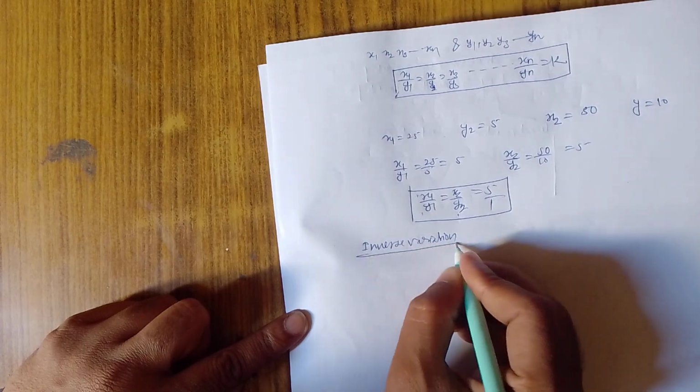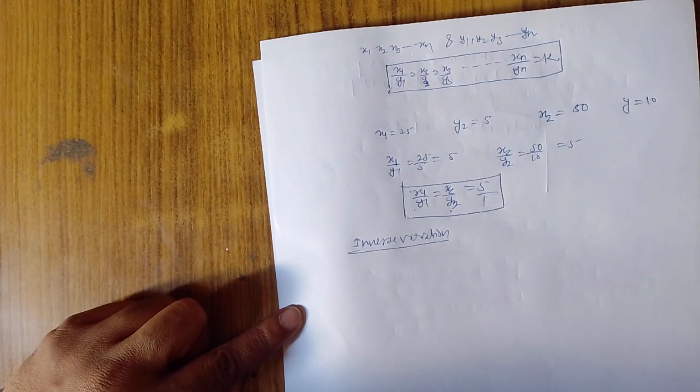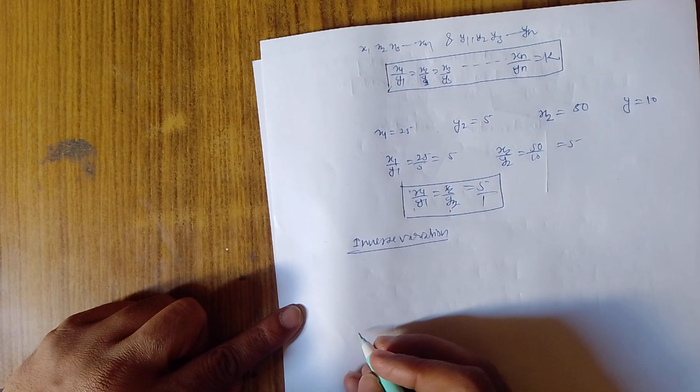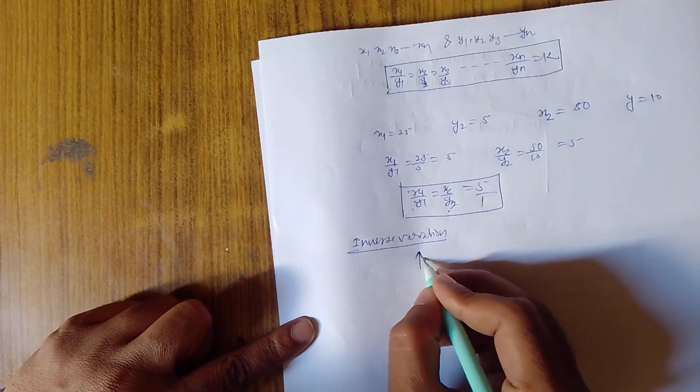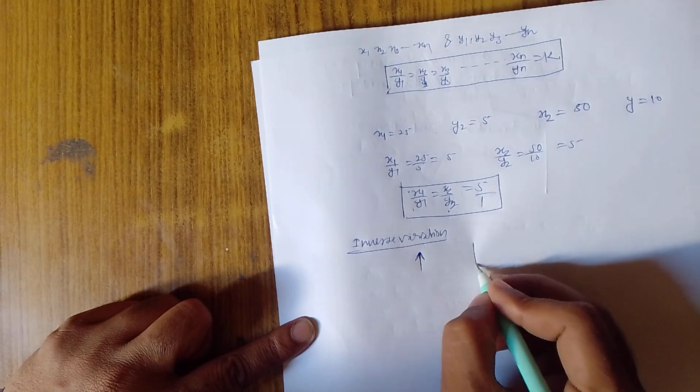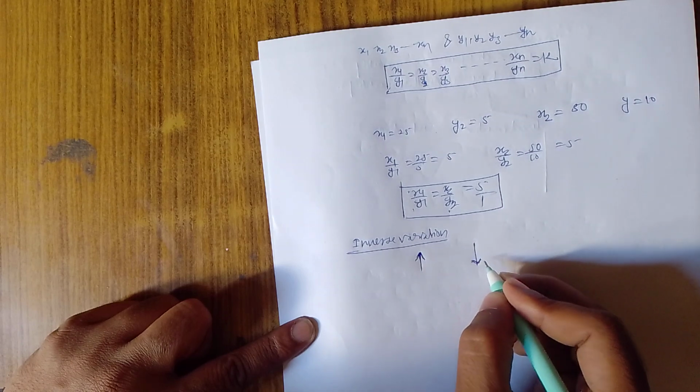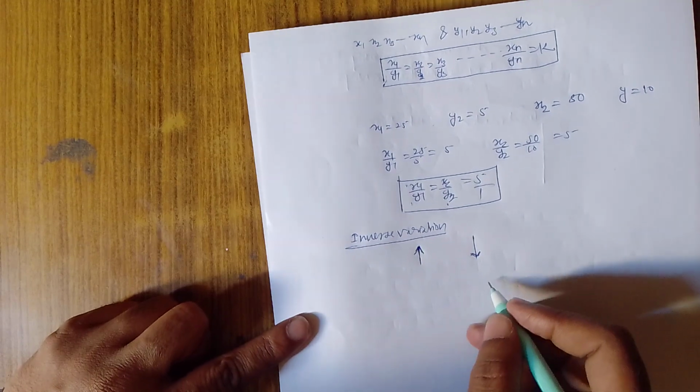If we increase one quantity and it leads to a decrease in another quantity, that is called inverse variation. Or if we decrease one quantity and it leads to an increase in another quantity, that is called inverse variation. यानी किसी भी ऑब्जेक्ट की अमाउंट को अगर इंक्रीज करें और किसी दूसरे ऑब्जेक्ट की अमाउंट या वॉल्यूम कुछ भी डिक्रीज हो जाए, दैट इज कॉल्ड इनवर्स वेरिएशन.